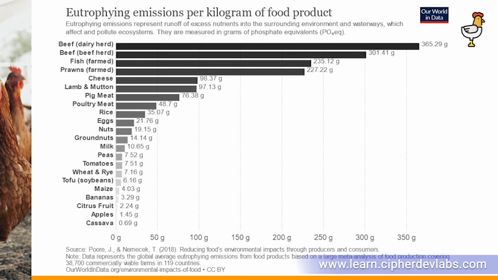Next, let's look at the eutrophying emissions per kilogram of food product. Eutrophying emissions represent the runoff of excess nutrients, especially nitrogen-related nutrients, into surrounding environments and waterways, which pollute ecosystems. On top we have beef or dairy herd with 365.29 grams, and beef herd with 301.41 grams, and then there's fish with 235.12 grams, and lamb and mutton is around 97.13 grams.